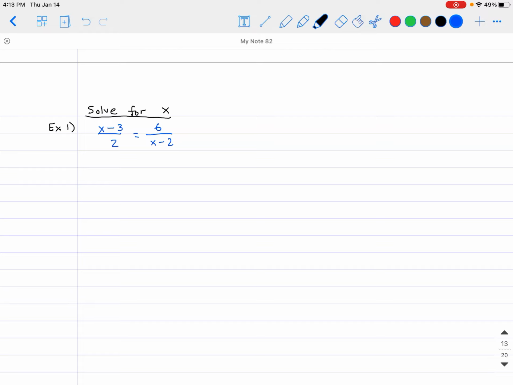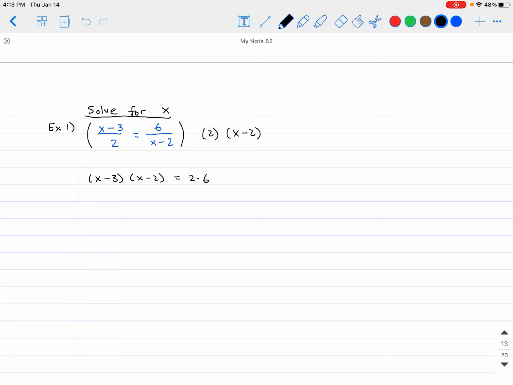The first thing we do for this rational equation, so you can see where the quadratic comes in, is multiply both sides by cross multiplication. Taking our equation, we multiply everything by 2 and also by x minus 2. That means we now have x minus 3 on the left, multiplied by x minus 2, equal to 2 times 6.